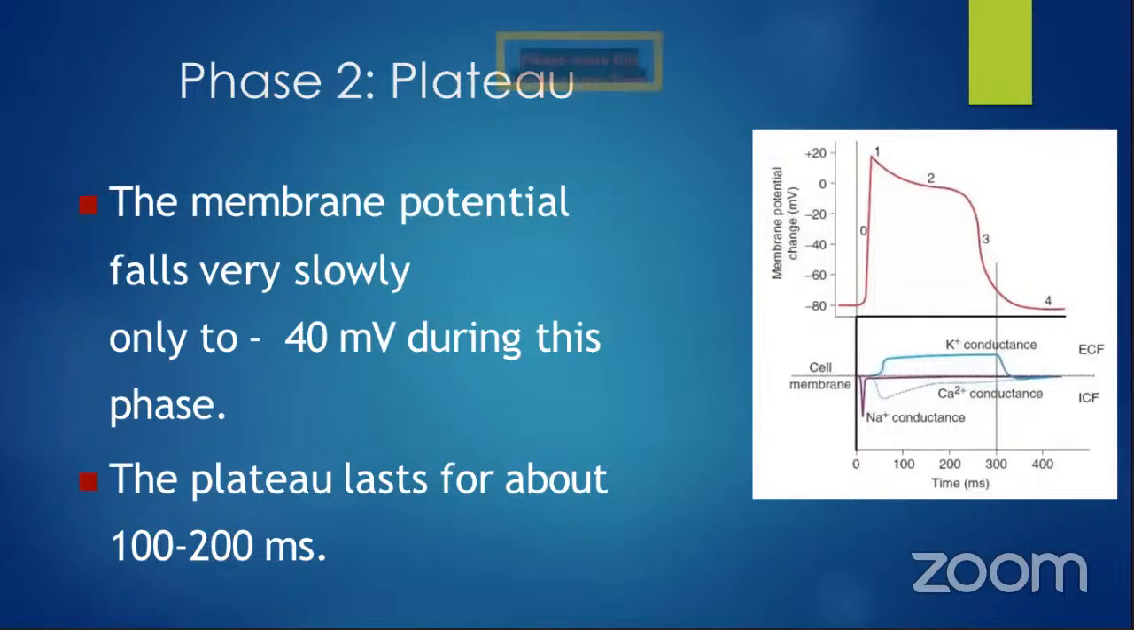So in phase 2, the plateau phase, the membrane potential repolarizes very slowly, and the potential can go only up to minus 40 millivolts in this phase. This is a longer phase and it lasts for about 100 to 200 milliseconds.